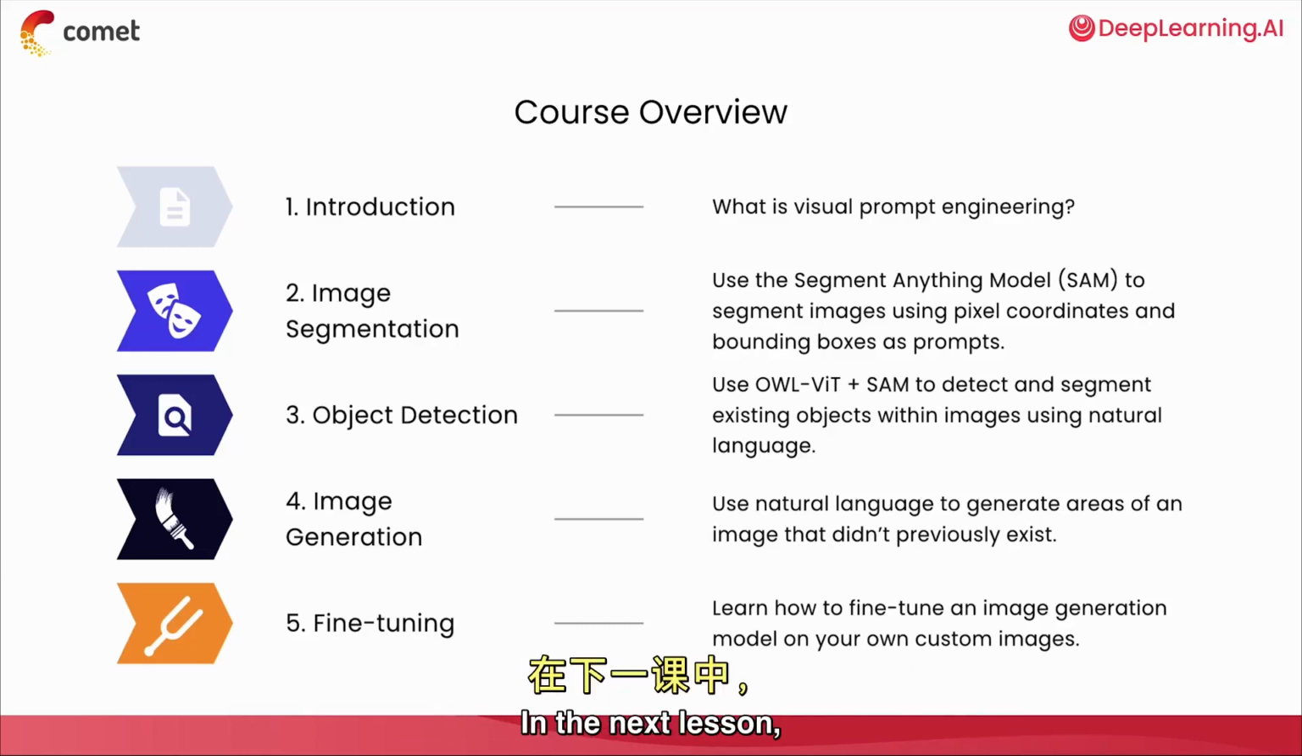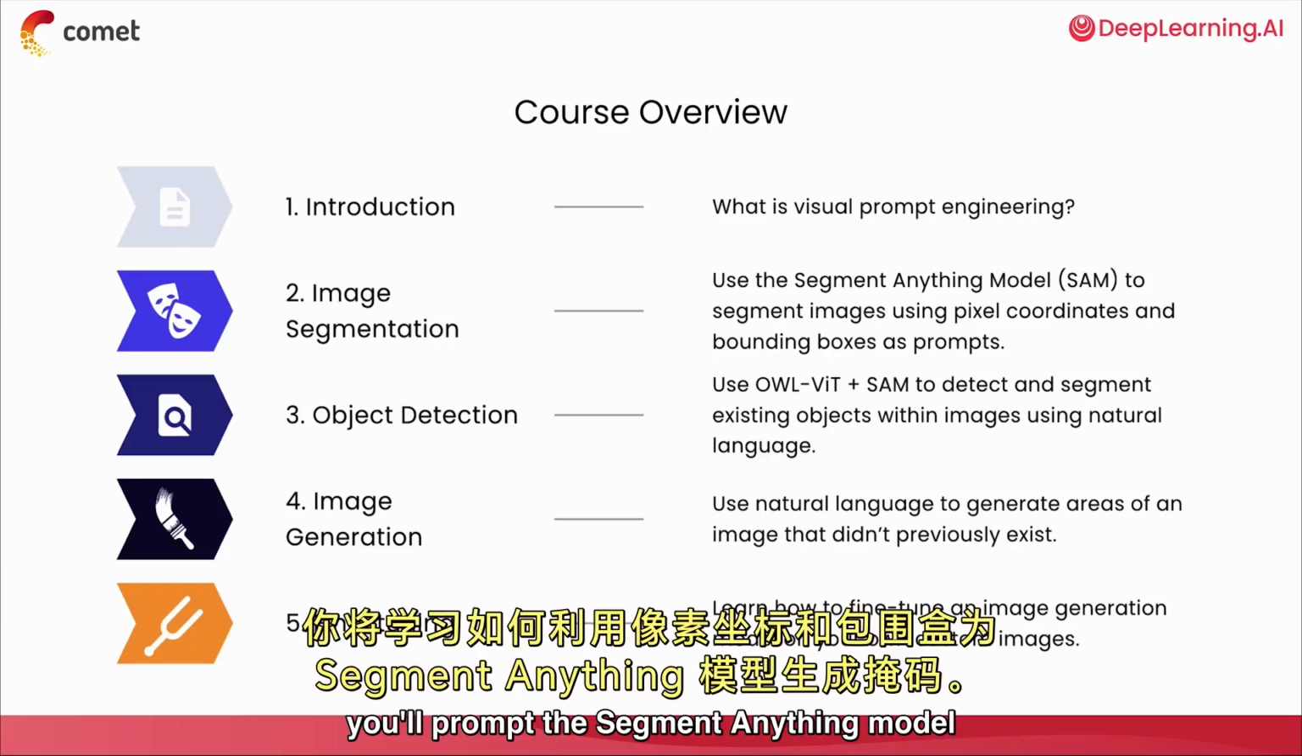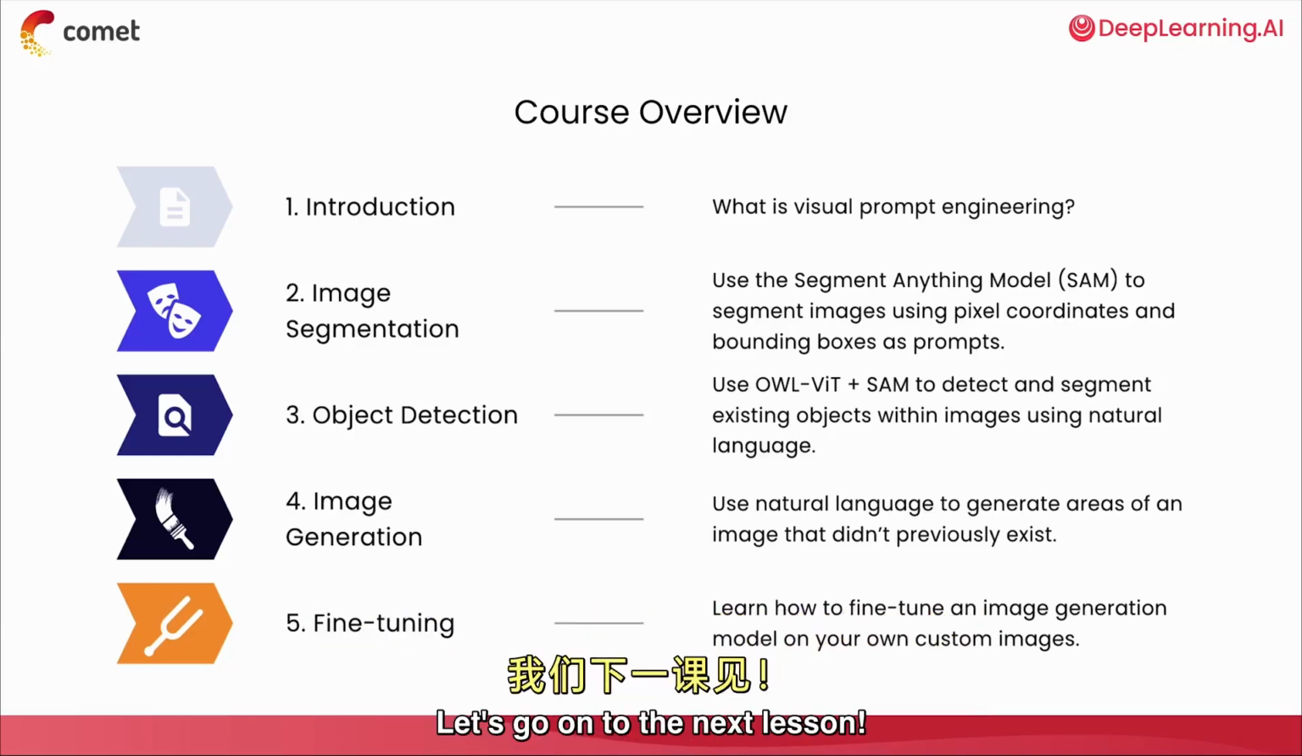In the next lesson, you'll prompt the Segment-Anything model to generate masks using both pixel coordinates and bounding boxes. Let's go on to the next lesson.